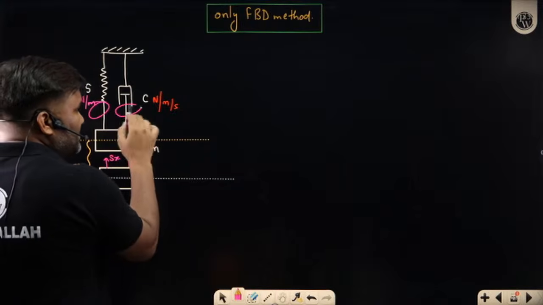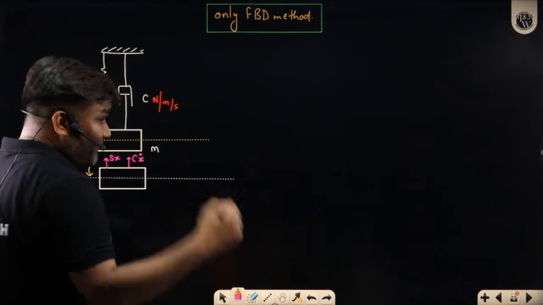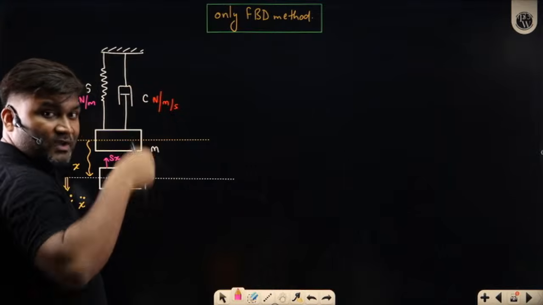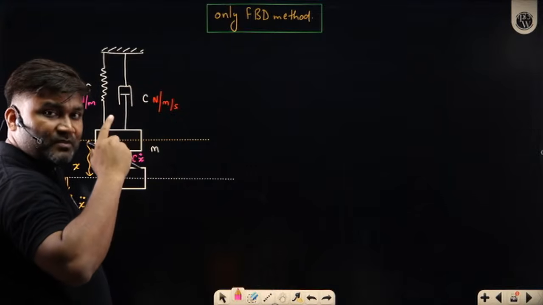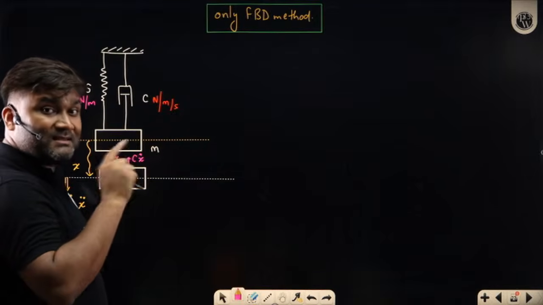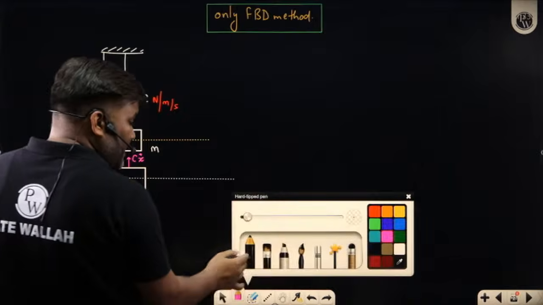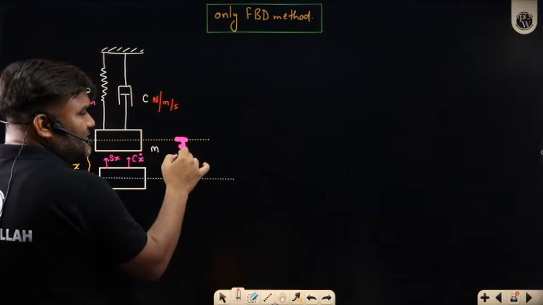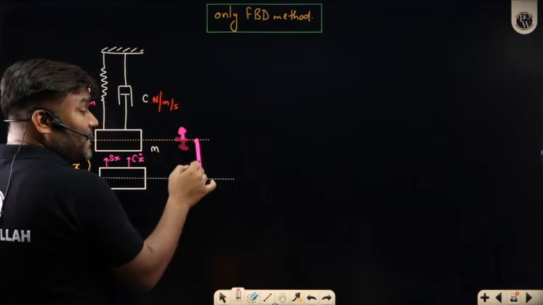Spring is there, damper is there. Any other force? No, sir. Weight, can I consider it? No, we cannot consider weight. Why? Because weight has already been taken care of by the spring's initial deflection. If you write the weight, I will write s times delta, and they will get cancelled. So don't write them. Additional forces at the mean position: already some forces have become zero. Mg and s delta have become zero. What additional force has come? You have to write that.